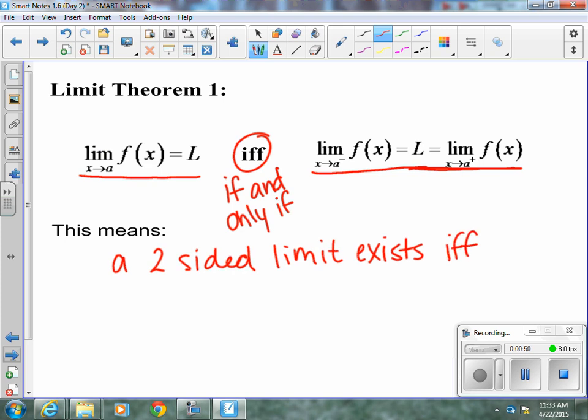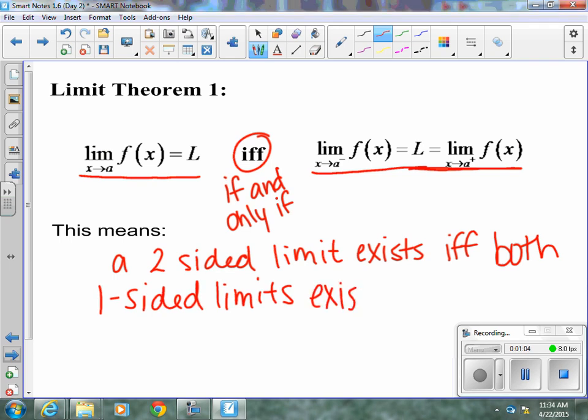if and only if both one-sided limits, meaning the left-hand limit and the right-hand limit, exist and are equal. So that was just a little review from yesterday. The limit from the left and the limit from the right need to be equal if there is a limit at that point, regardless of direction.